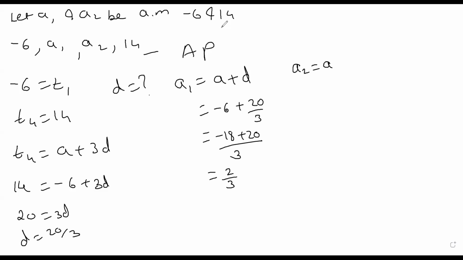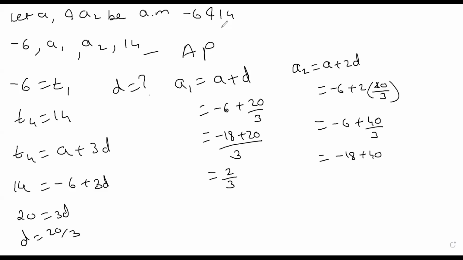The second term, A2, is A plus 2D. It is minus 6 plus 2 into 20 by 3. Minus 6 plus 40 by 3. Minus 18 plus 40 by 3. Your answer is 22 by 3.